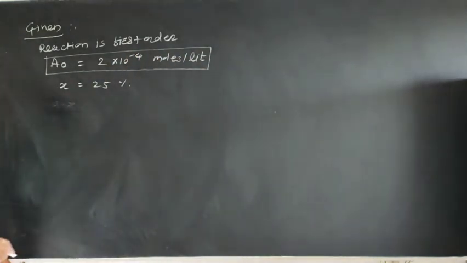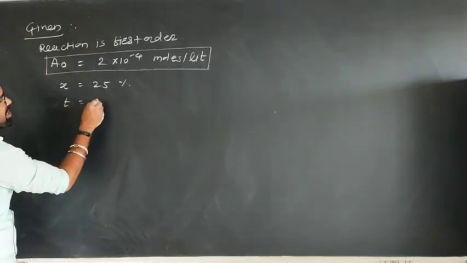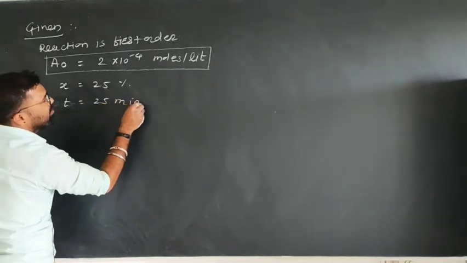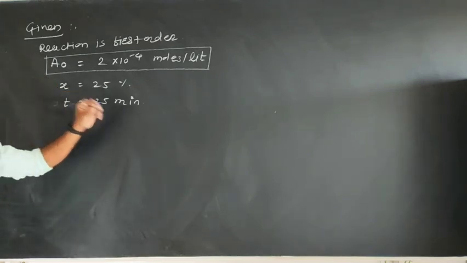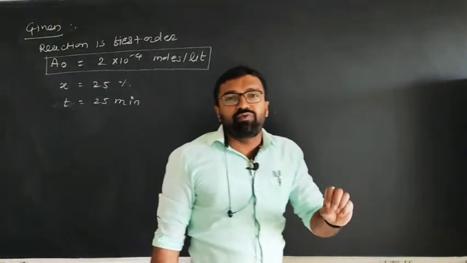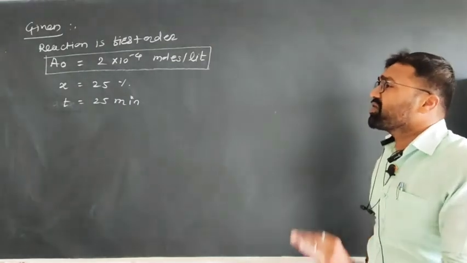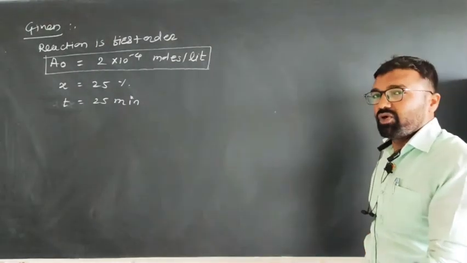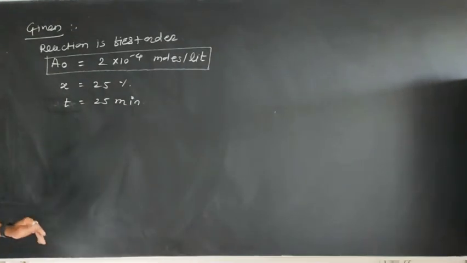This is to be solved for the second half. First, see what is given: the reaction is 25% completed in time 25 minutes. Whenever percentage is given in a problem, to find the rate constant, initially assume the initial concentration of reactant A0 will be 100%.